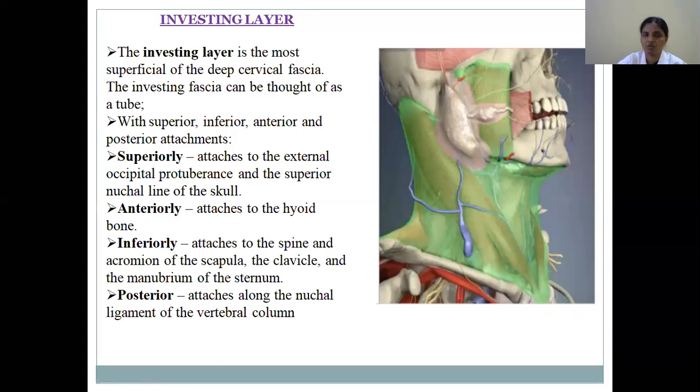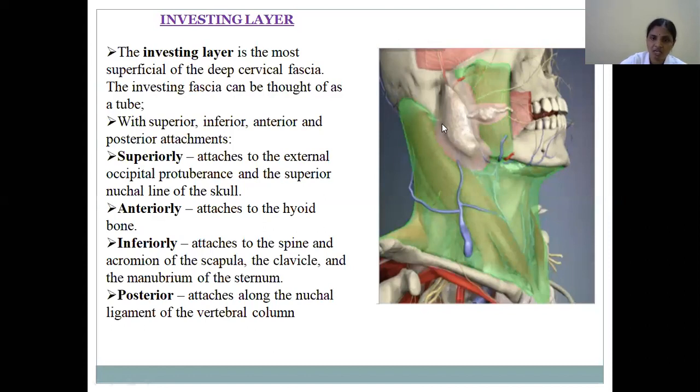What is the extent of this superficial or investing layer of the deep cervical fascia? First, superiorly, it is attached to the base of the mandible, from the symphysis menti, the midpoint of the lower border of the mandible, to the angle of the mandible. Then, on approaching further, there is the parotid gland. Here the investing layer splits and encloses this parotid gland, where it forms the parotid fascia.